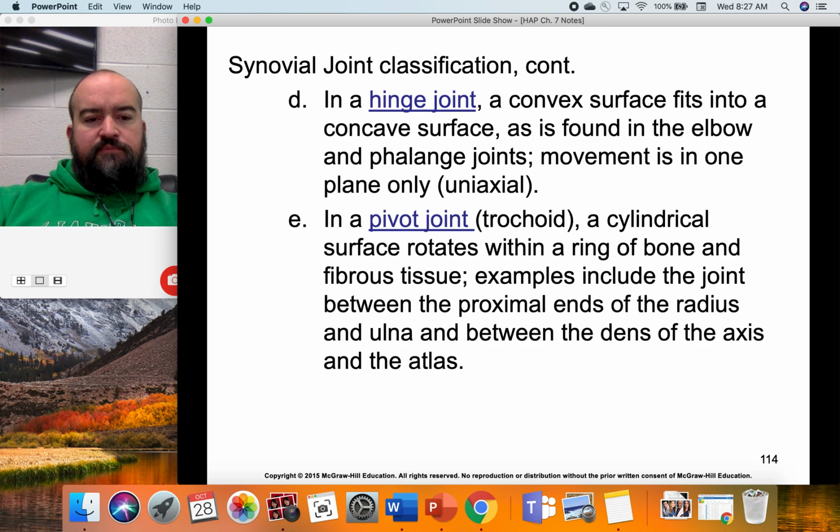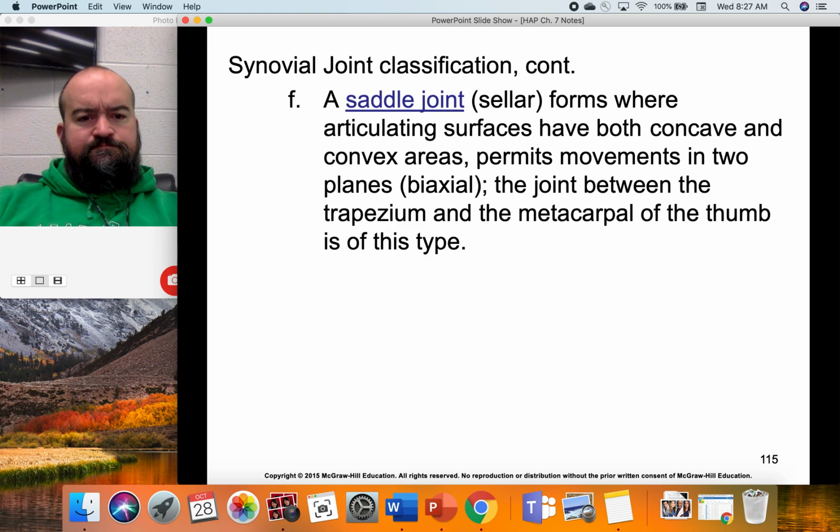A pivot joint is a joint that allows for rotation. The atlas axis joint between C1 and C2 that allows for the head to move around is the best example. Also, the proximal end of the radius and ulna, that's what allows us to rotate our wrist back and forth.